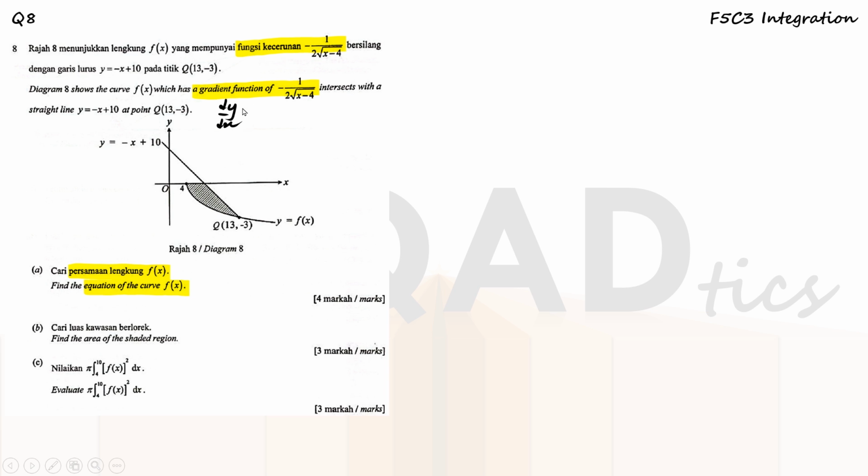Here we have dy/dx. If we want to find the original equation, we need to integrate this. For this one, the square root, I change it to the power of 1/2. Then I move this thing to the top, so you can see that the power here becomes -1/2. So let's integrate this.